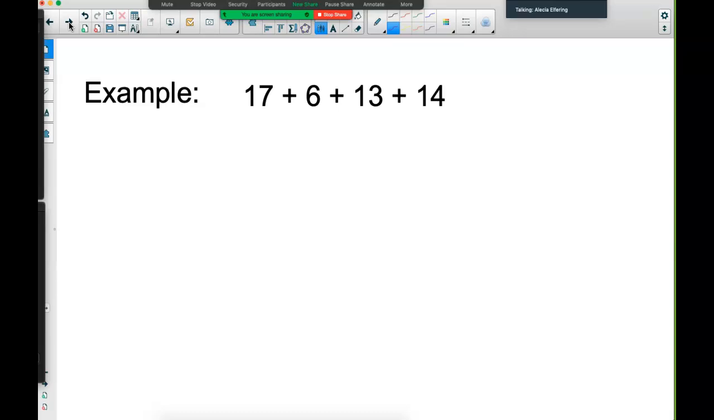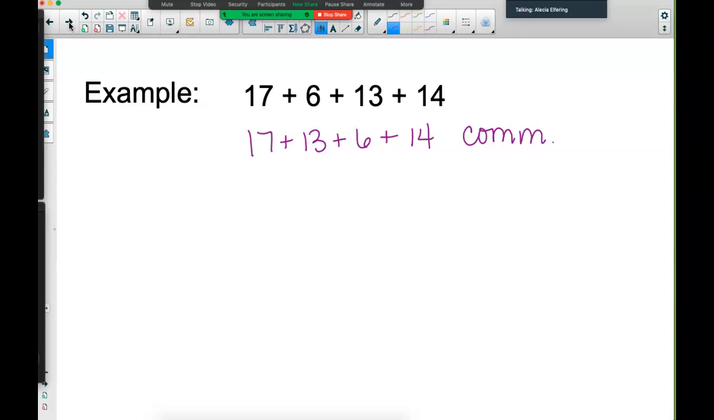Okay, let's look at this one. Would you add these numbers in the order they're given? If I said add them, would you add them in that order or would you switch the order up? I would switch the order. What order would be nicer? 17 plus 13 plus 6 plus 14. Okay, so he switched the order, and the commutative property says that's okay to do.